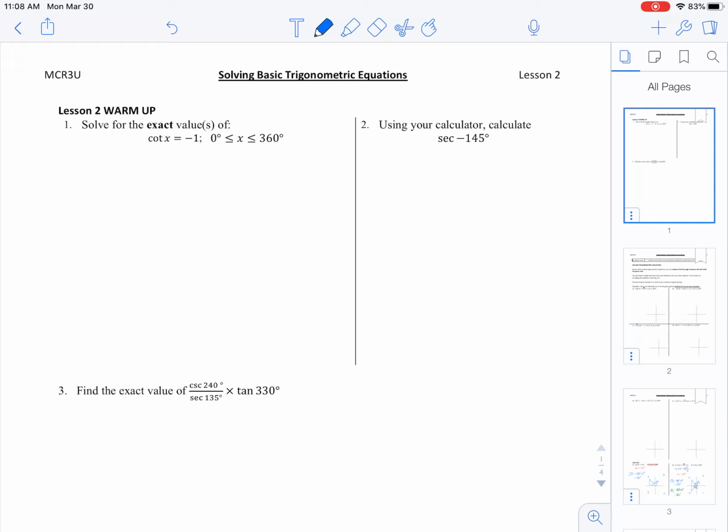You can try these warm-up questions on your own if you'd like, and then you can check your answers and follow along. The first one says, find the exact values of cotangent x equals -1, for x between 0 and 360 degrees. First thing we should do is switch this into tan. So tan of x. If I flip -1, -1 is really -1/1, so if I take the reciprocal, it's just the same. And so this becomes -1.